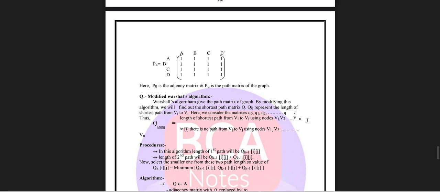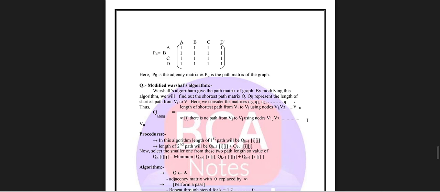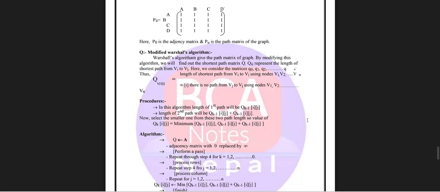The length of the first path will be Qk, and the length of the second path will be Qk minus 1. Select the smaller of these two paths, that is, the minimum value. Algorithm: in the adjacency matrix, replace the zeros by infinity.